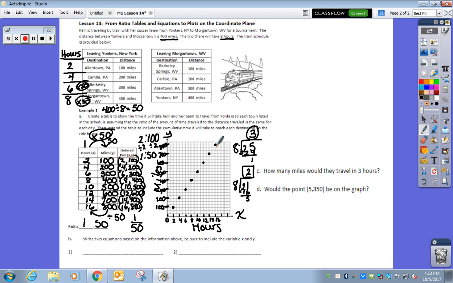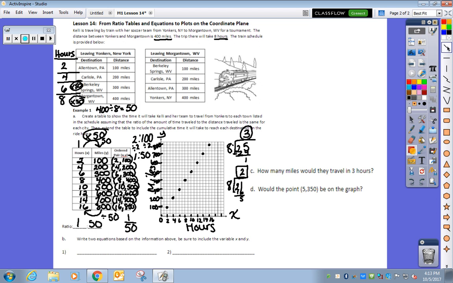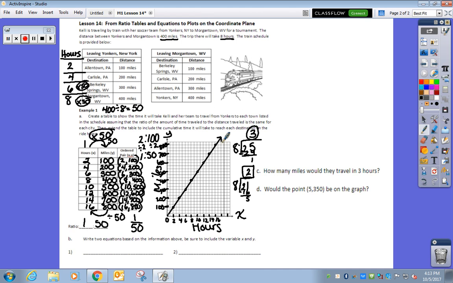Now, something that's important here is that we are going to connect these. And when we connect them, starting at 0, put a line all the way through all of those dots, they should form a nice straight line. Because remember, anything in a ratio table is equivalent to each other. On a graph, what that means is it will be one consistent diagonal line. So that's how you go from a ratio table to a graph. So the next piece of this is for us to write two equations based on the information above, and be sure to use the variables x and y.